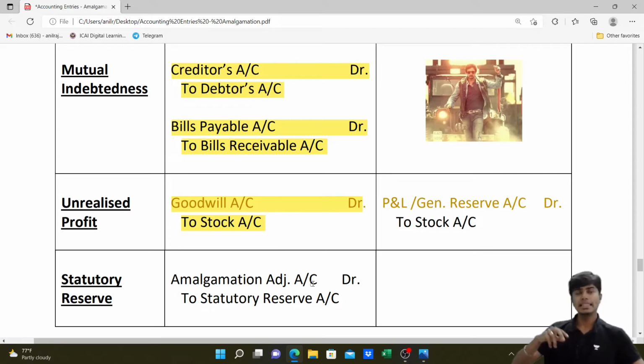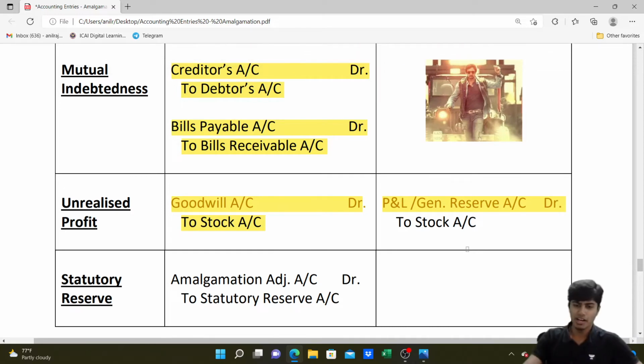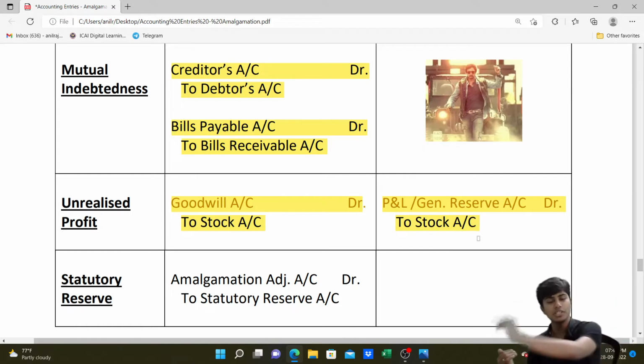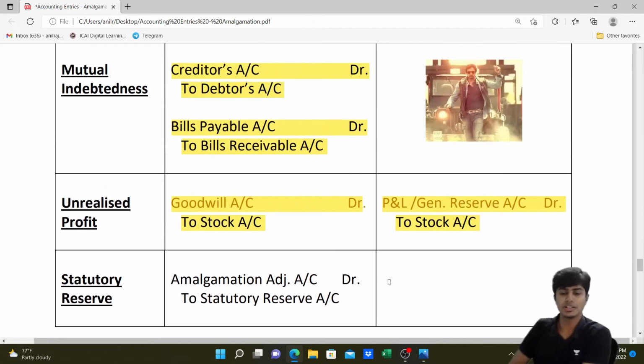However, in the books of the transferee company, if it is amalgamation in the nature of merger, we cannot debit the goodwill account. So in place of goodwill, we'll debit the P&L account or general reserve account, the free reserve account, and we'll credit the stock to reduce the value of the stock. So the stock value will be reduced, and we will not be debiting goodwill but instead writing it to general reserve. This is how we account for unrealized profit. And the last adjustment is statutory reserve. What is statutory reserve?